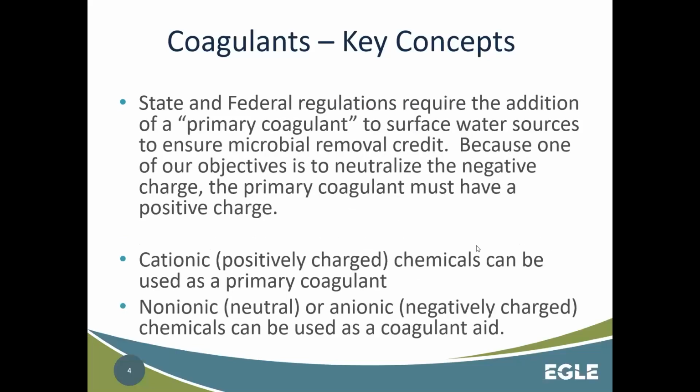State and federal regulations require the addition of a primary coagulant to surface water sources to ensure microbial removal credit. Because one of our objectives is to neutralize the negative charge, the primary coagulant must have a positive charge. If you remember, cationic is positively charged, anionic is negatively charged, and non-ionic is neutral, or no charge. So only a cationic polymer can be fed as a primary coagulant.